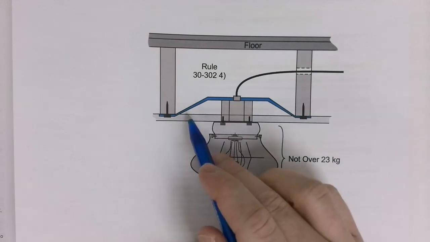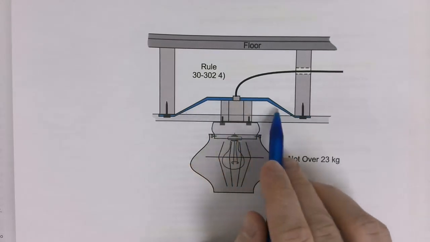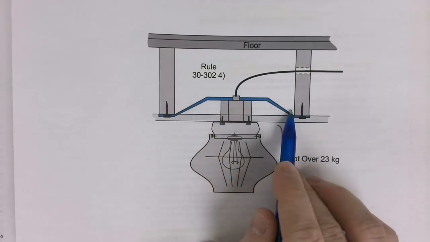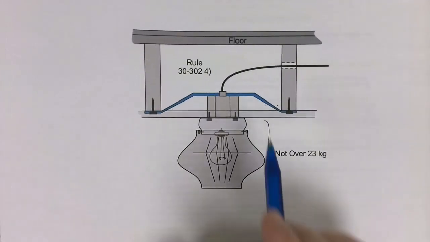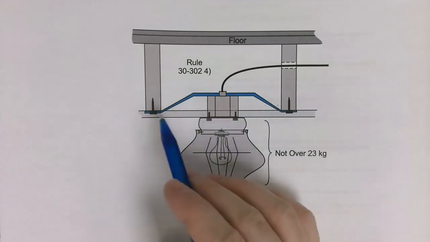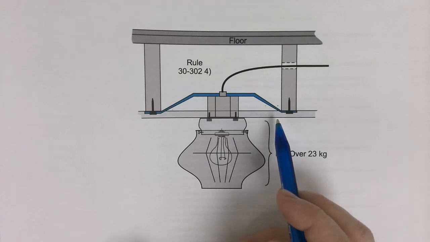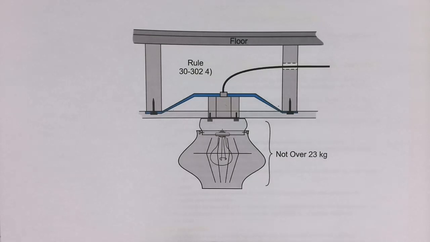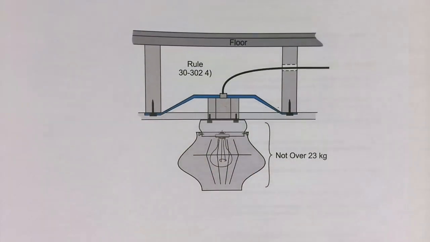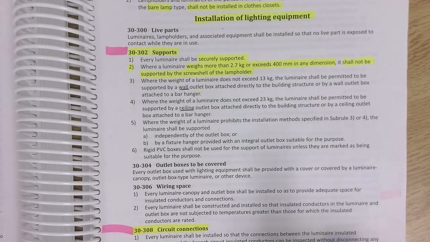Now, in both subrule 3 and 4, it talked about a bar hanger. This is something that's designed specifically for electrical boxes. It's made specifically for this application. The code book tells us it's providing the same sort of support as if we attach this box right to the stud or a structural part of the building. And now we can go up to 23 kilograms, but not more.